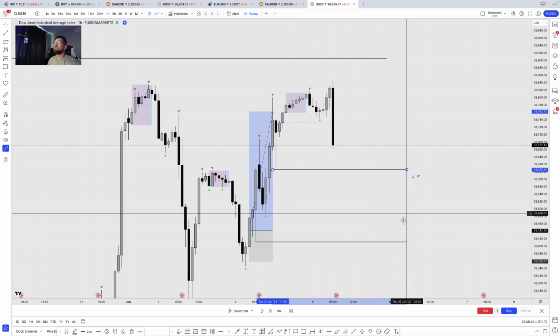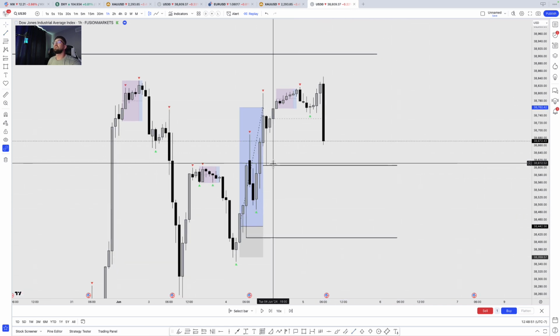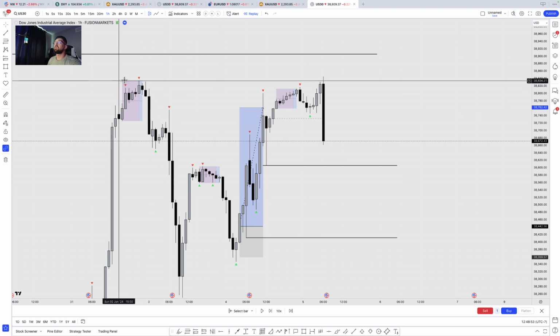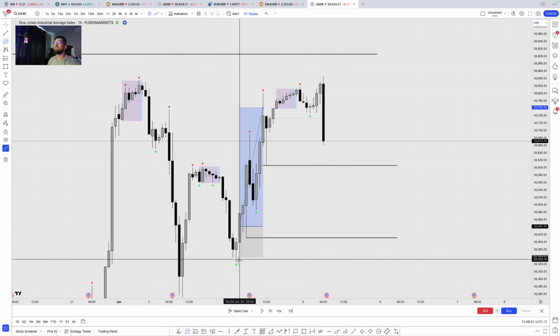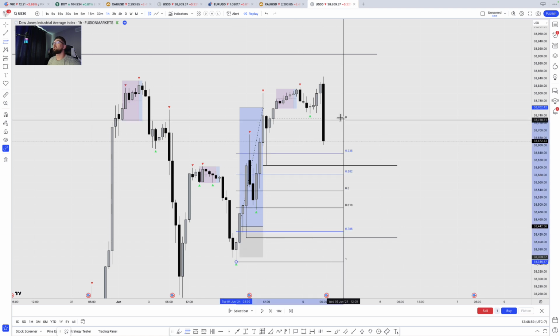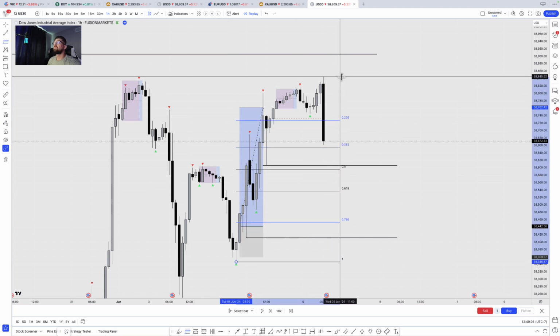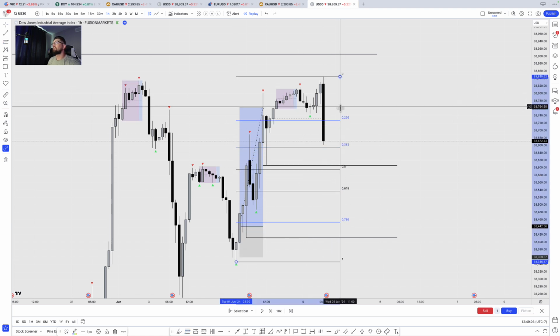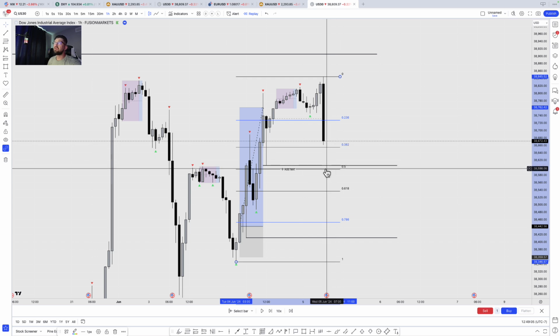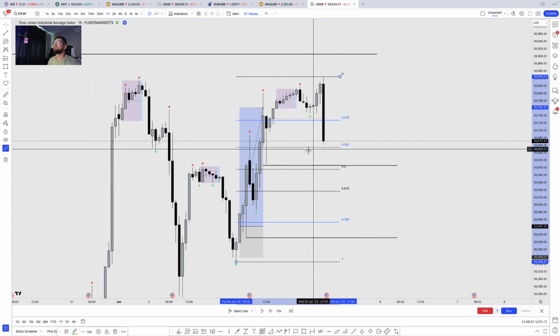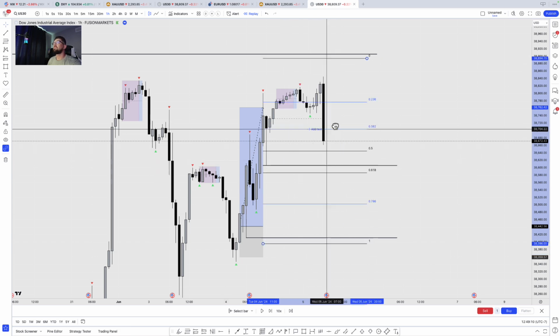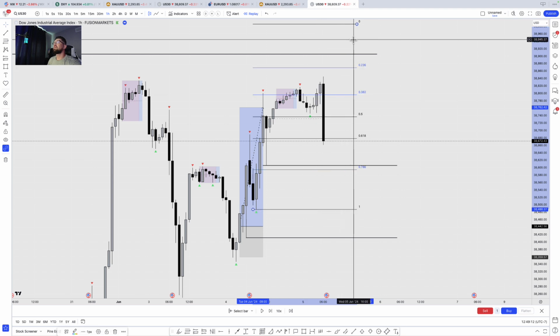So there is a couple of ways to do this. For me, because we took out the daily high, I'm going to use the whole range. I don't need to pull this. I'm going to pull this whole range, and this would essentially be a higher time frame pullback. Now, just before we do that, let's just look at this last leg.